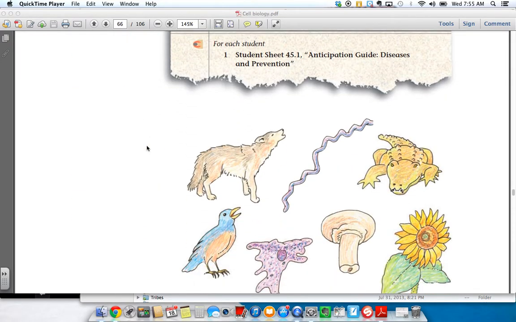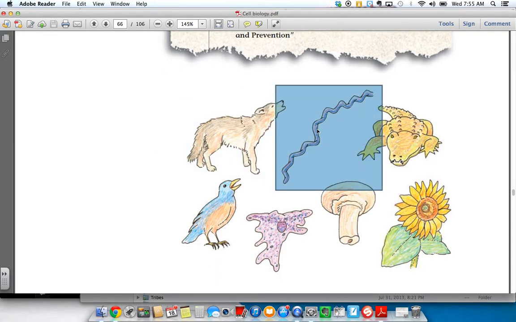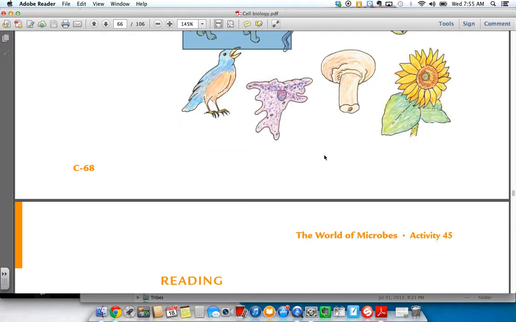Scrolling down, you can see some different critters. The ever-popular wolf, and there is some sort of grizzly-looking worm. Anyway, let's keep going.